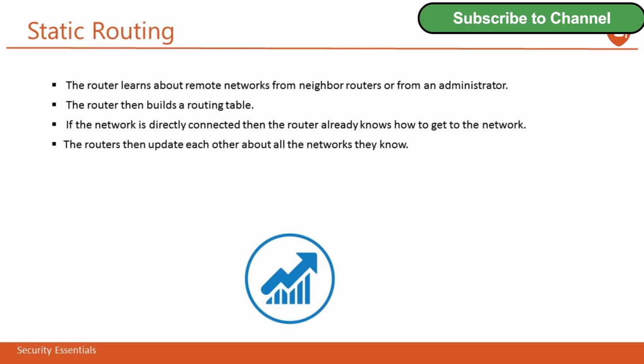Static routing. So next is static routing. What exactly is it? Here the router learns about remote networks from neighbor routers or from an administrator. The router then builds a routing table. So every router has its own routing table in which they know how to route a packet from source to destination. So it has a complete routing table. If the network is directly connected, then the router already knows how to get through the network. So in case I'm talking about your internet, it has all knowledge of all the IP addresses, so it knows all the network connections. And so the routers then update each other about all the networks they know.